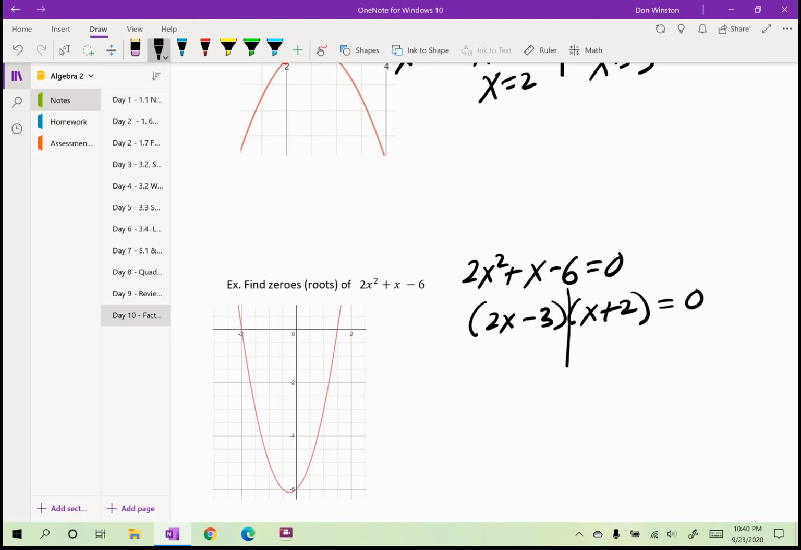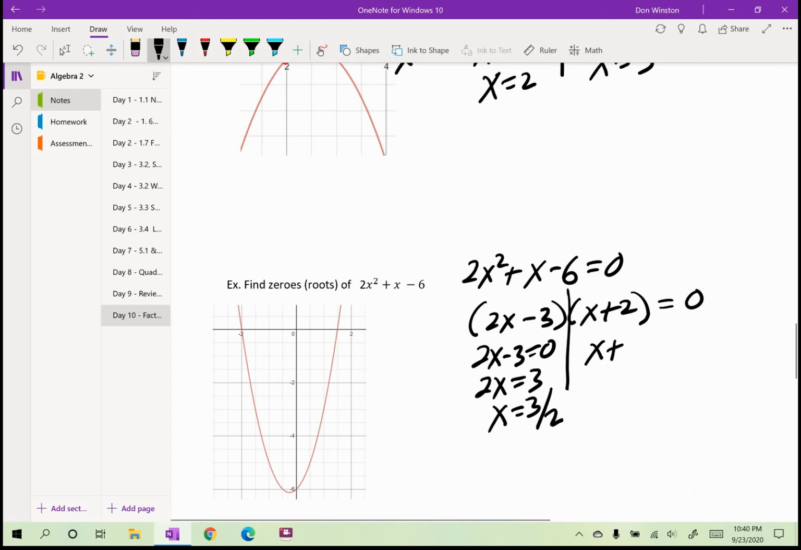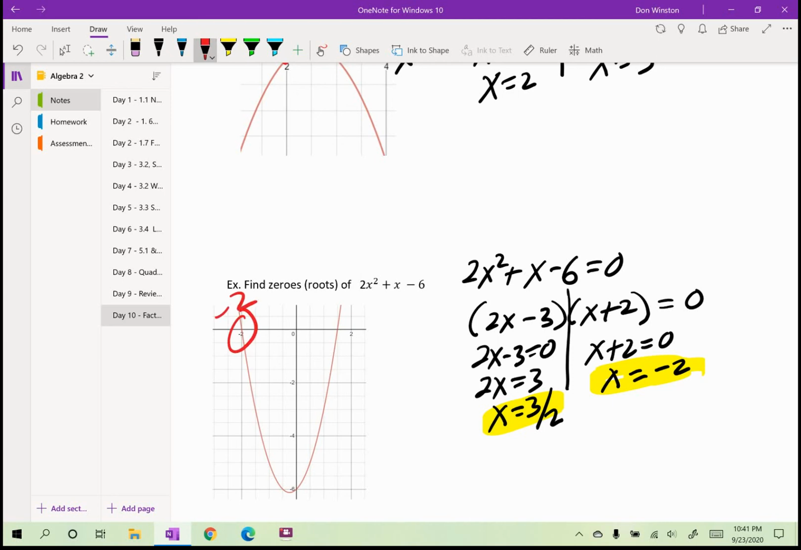All right, and then we find the zeros of each factor. 2x minus 3 equals 0, 2x equals 3, x equals 3 halves. x plus 2 equals 0, x equals negative 2. So those are my zeros there: 3/2 and negative 2. Let's look at the graph. There I see the negative 2. And then here's the 3/2, 1 and 1/2. I found the zeros or roots.